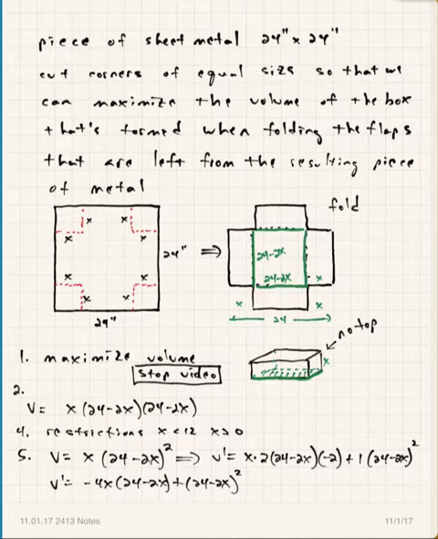If you factor that, let me make that a little bit neater. So v prime would be equal to, take out a 24 minus 2x, and you are left in the first term with -4x, and in the second term you're left with 24 minus 2x.